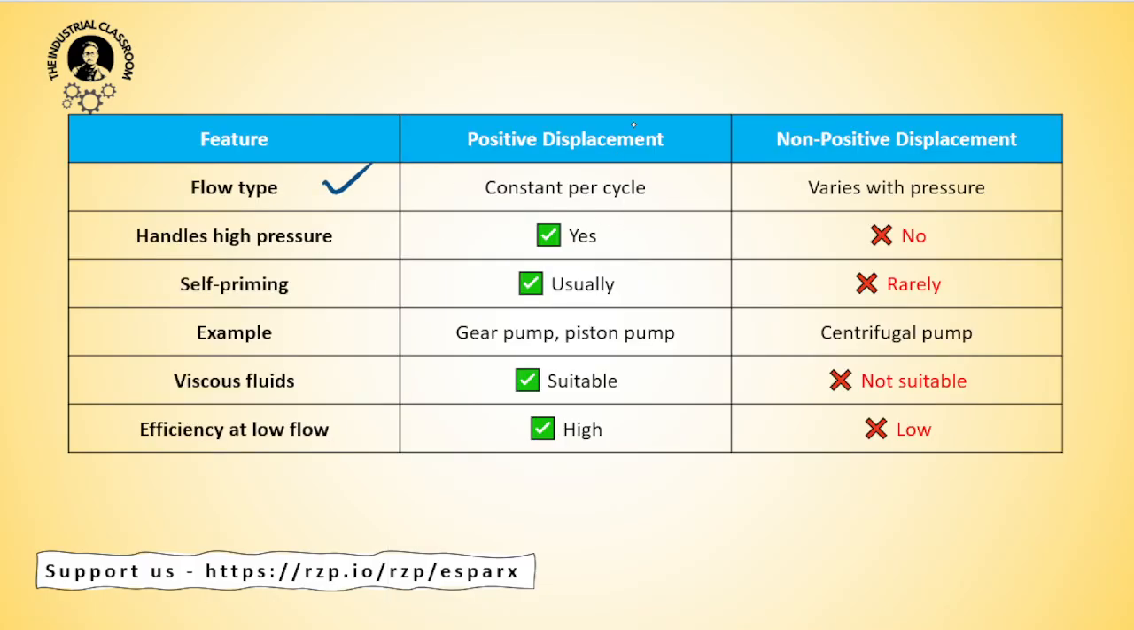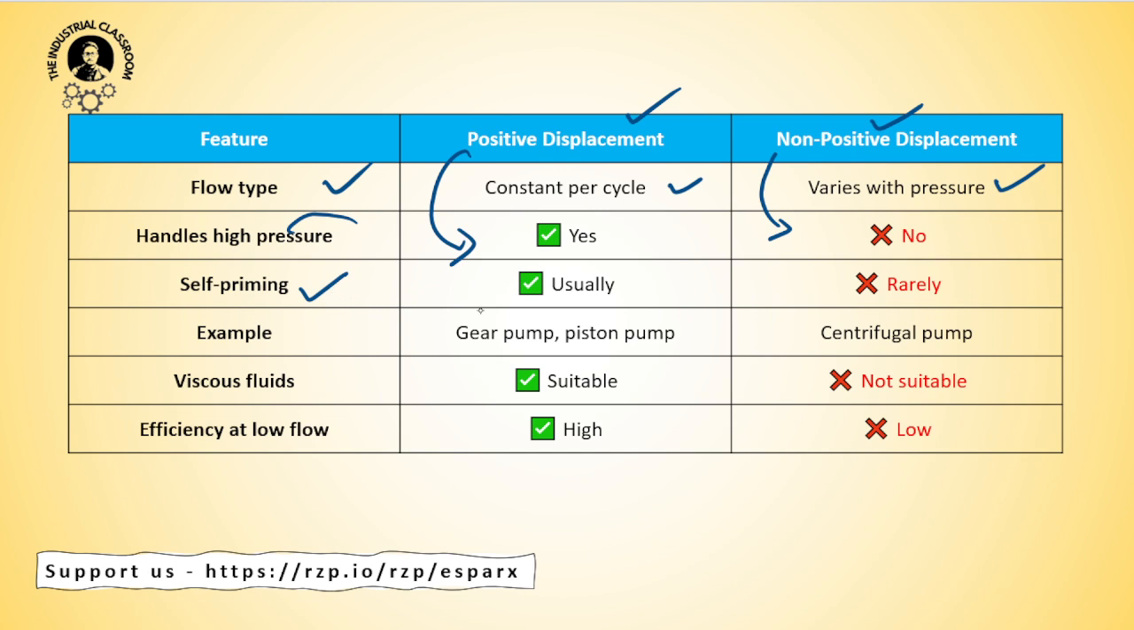Now let us come to the differences. Flow type: there are positive displacement, non-positive displacement. For positive displacement pump, we know that it is constant per cycle, but for non-positive displacement, it varies. High pressure can be handled well by positive displacement pump because it locks the unit. Okay, it locks the hydraulic, and it can provide high pressure. But this cannot provide high pressure. This can only provide good flow.